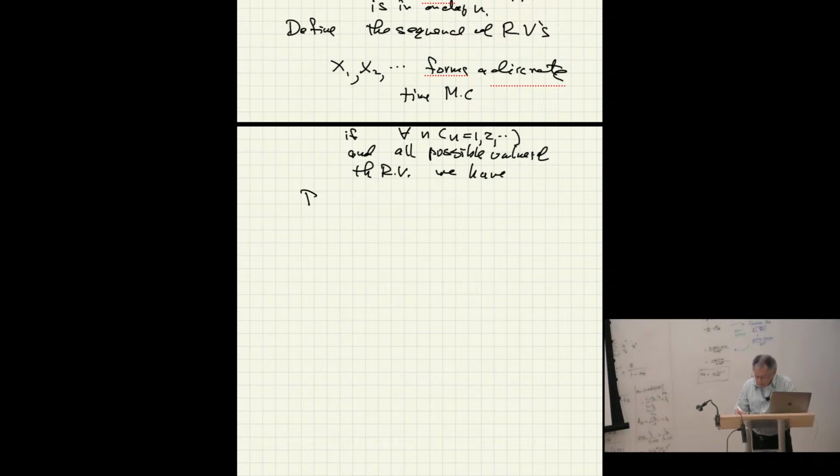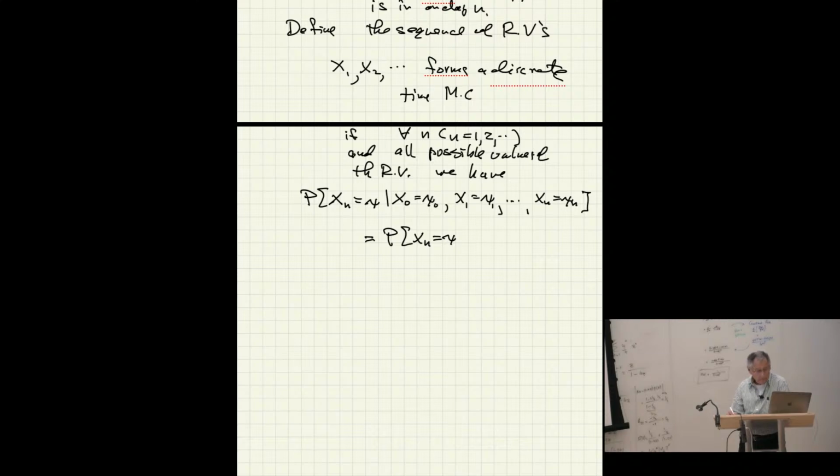The probability that the city at time n is some city named x, that xn takes on some value x, given that the city at time 0 was x0, and the city at time 1 was x1, dot, dot, dot, down to the city at time n is xn. Well, we know what that has to be. It's got to be only dependent on the last one, which must be equal to the probability that xn equals x, given only that xn equals xn.